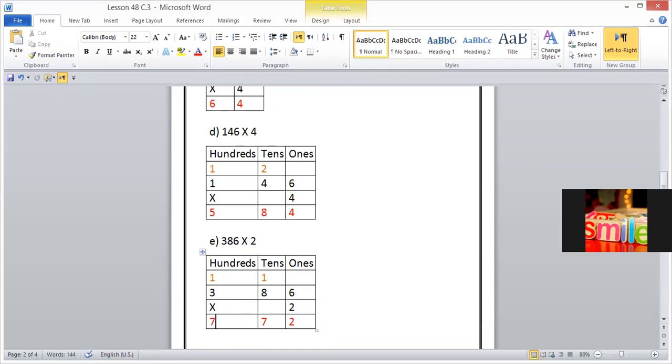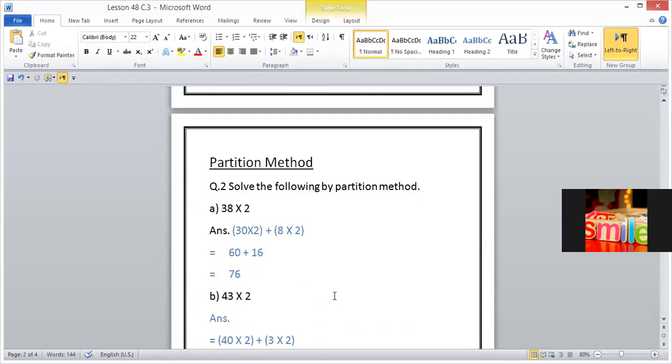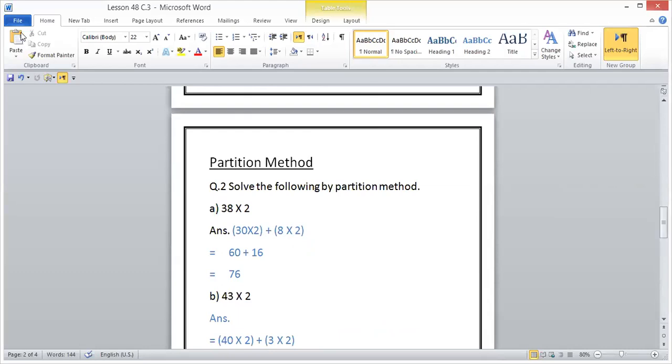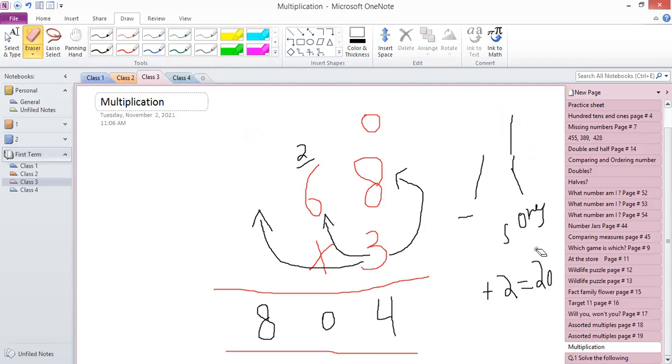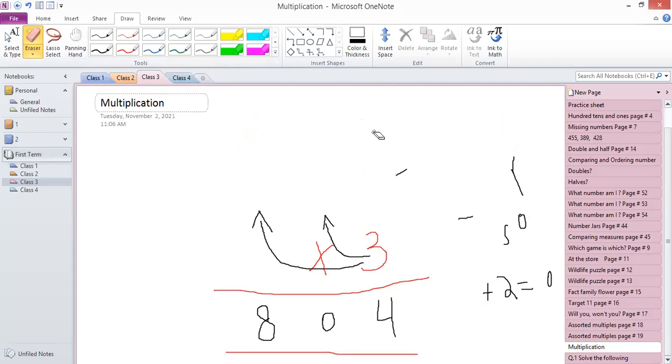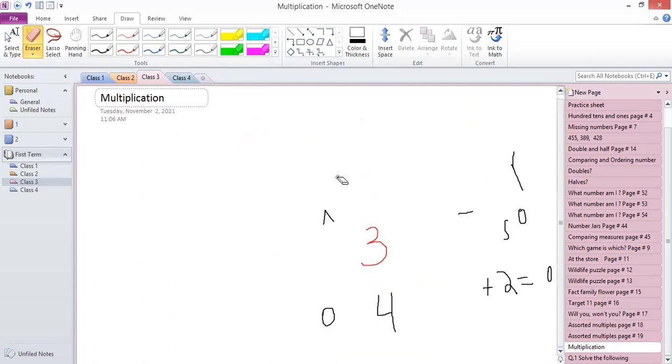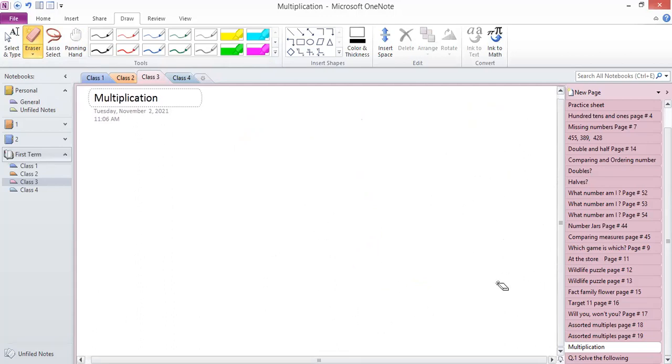Now, we learned one more method, that was the partition method. And I would like to discuss the partition method here on the board, on the white screen. 38 by 2. So guys, in the partition method, what we do is we make numbers easy to multiply. Look, this is 38 by 2.